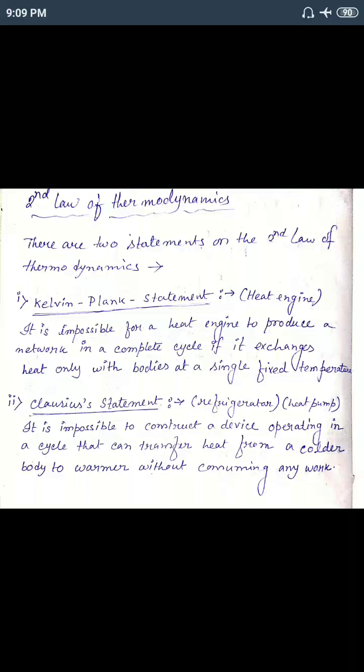The second law of thermodynamics consists of two statements, because two scientists discovered this law, but the main content is the same. The way of defining the statements is different. The first one is the Kelvin Planck statement and the second one is the Clausius statement.